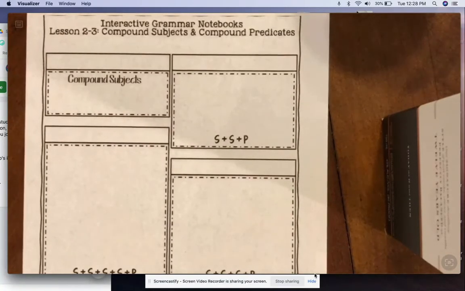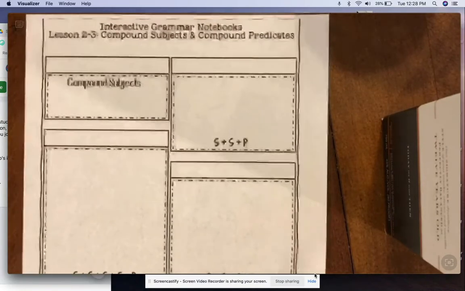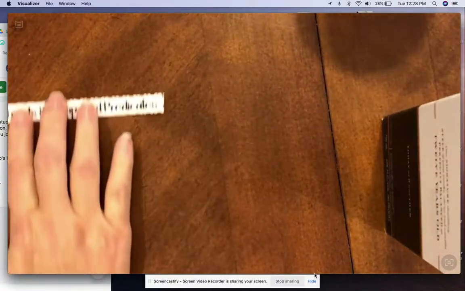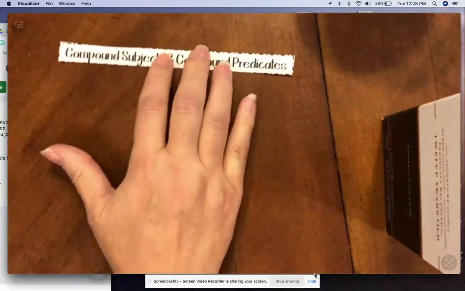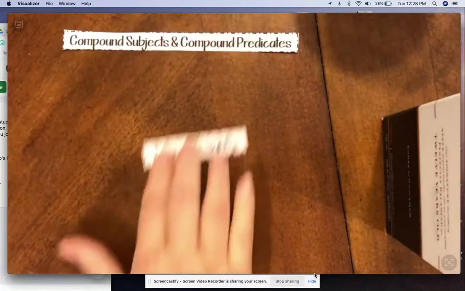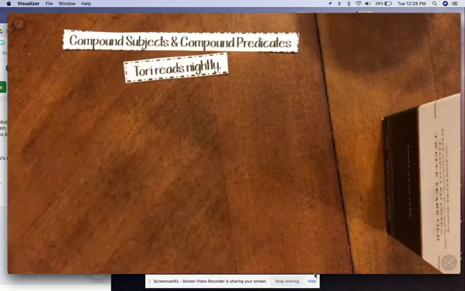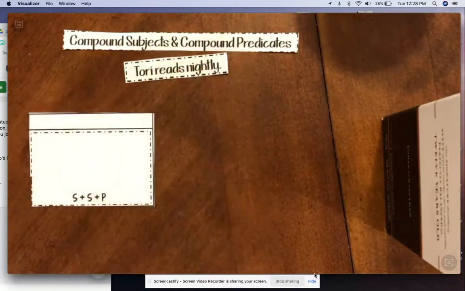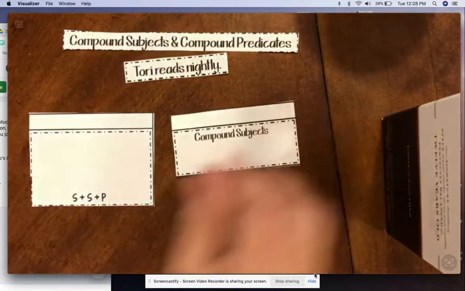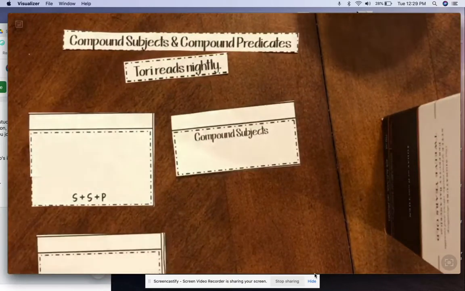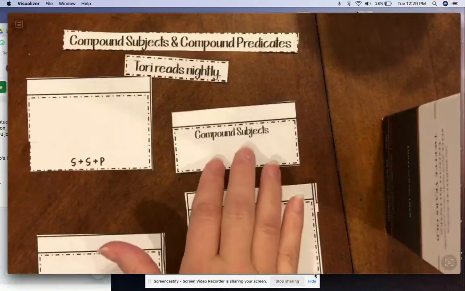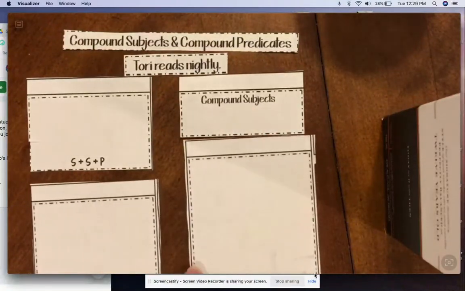Just like normal, you want to make sure you leave the tab attached. You're going to need to cut out the title, compound subjects and predicates. You're going to need to cut out the example sentence, Tori reads nightly. And then we have some boxes, and all of your boxes need to make sure they have the tab still attached because we're going to be making a lift the flap activity like we've been doing usually.